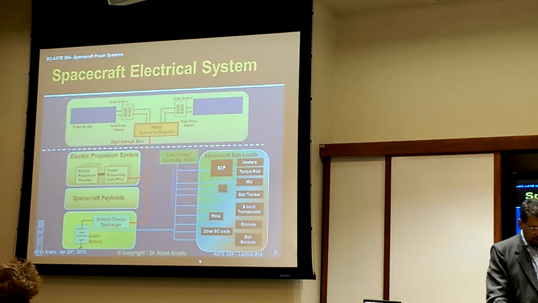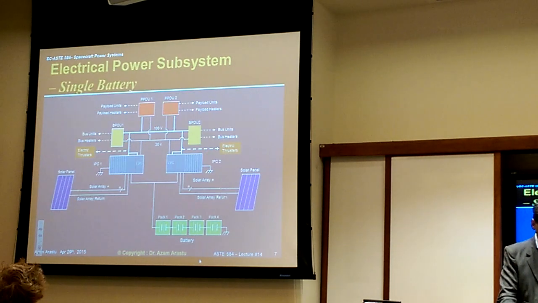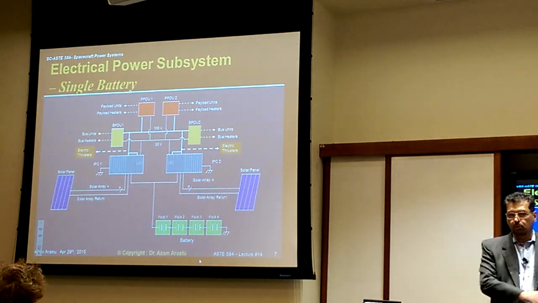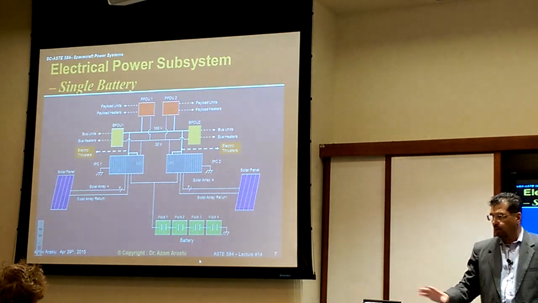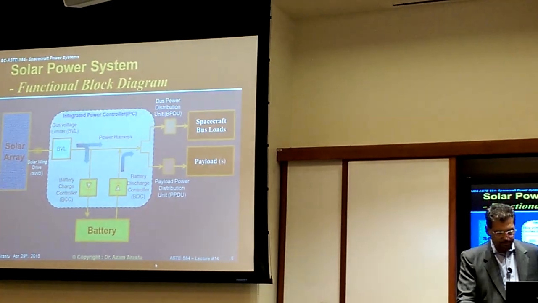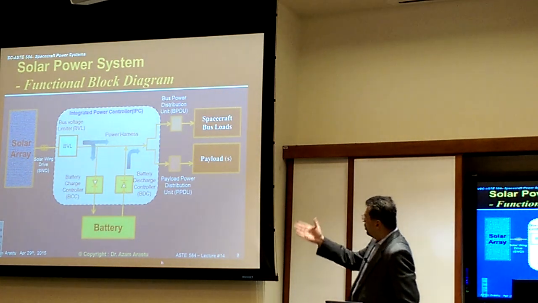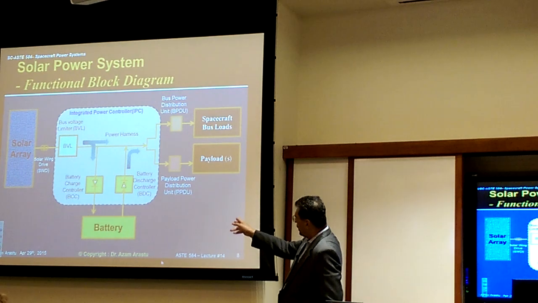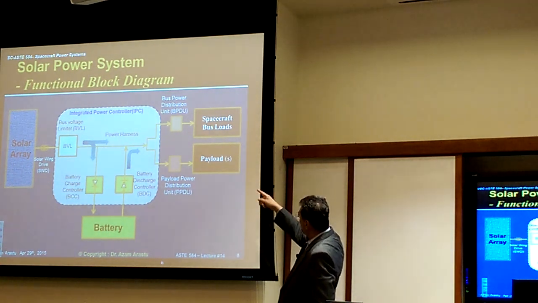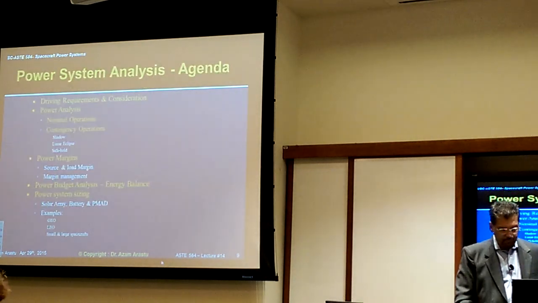Again, for some of these charts that you've seen, I'll go fast and spend more time on actual examples. So here is an example of a power system block diagram. For every spacecraft you work on, the first thing you draw is the system block diagram, to understand exactly how it fits together. This is a single battery, one configuration. Essentially, all of them have solar arrays, solar array regulators, battery charge and discharge controllers, and bus loads and payloads. The same elements for every project.